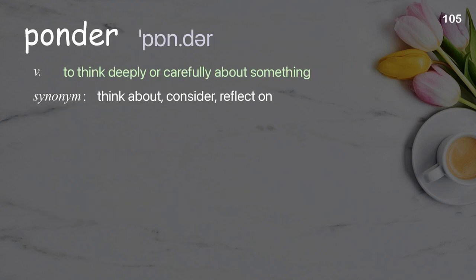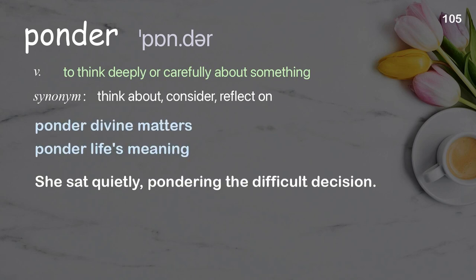Ponder. To think deeply or carefully about something. Examples. Ponder divine matters. Ponder life's meaning. She sat quietly, pondering the difficult decision.